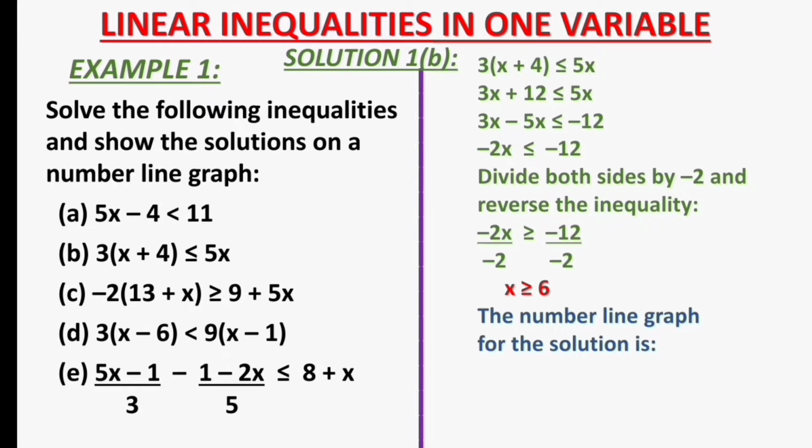Next, we are to show the number line graph for the solution. Once again, can you draw the number line graph for x is greater than or equal to 6? Will the number line graph involve an empty ring or a colored or shaded ring? Also, will the number line graph have an arrow pointing to the right or an arrow pointing to the left? Let's see if you are right again.